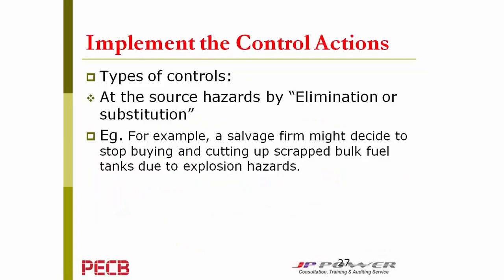Or if we can't eliminate the hazard, we can try to substitute it so that the hazard will become less risky. For example, in the workplace, we found a worker is using a very hazardous industrial glue. If the organization could find a replacement to substitute the industrial glue with a less hazardous glue, this action is called substitution.